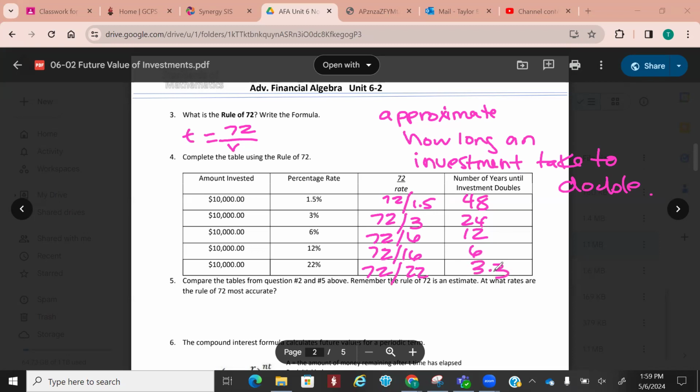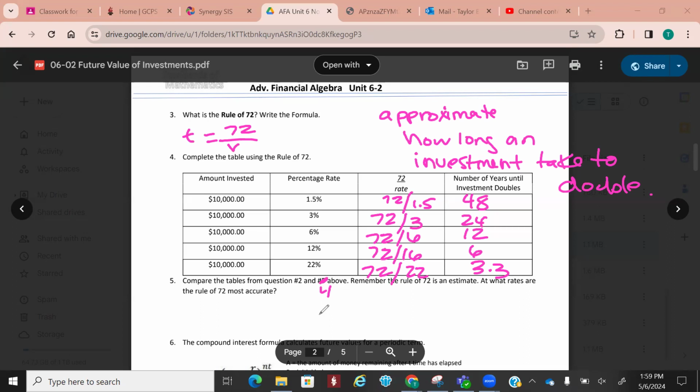Compare the tables from question 2 and 5 above. Remember, the rule of 72 is an estimate. At what rates is the rule of 72 most accurate? And this is from question number 4, actually. At what rates is the rule of 72 most accurate?